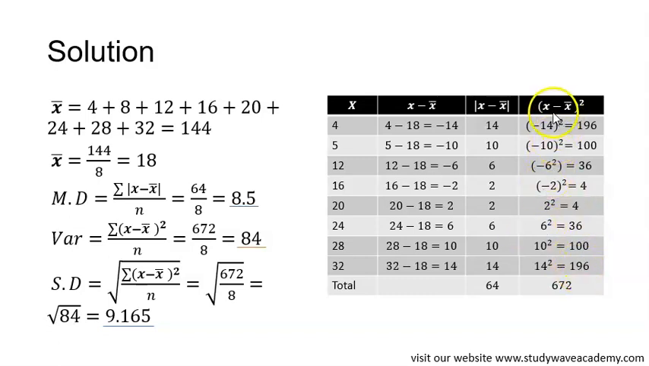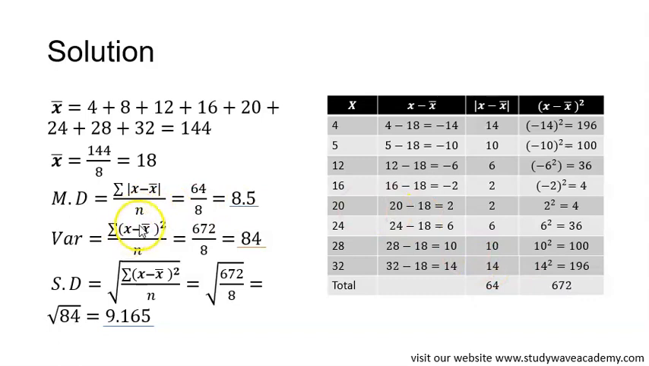So now we have gotten the square of x minus x bar, right? So now we have to get the sum. Remember, this sign is the sum, okay? So we're going to get the sum of all these numbers as our answer. We're going to add 196 plus 100 plus 36 plus 4 plus 4 plus 36 plus 100 and plus 196. When you add all this together, what did you get? 672, right?